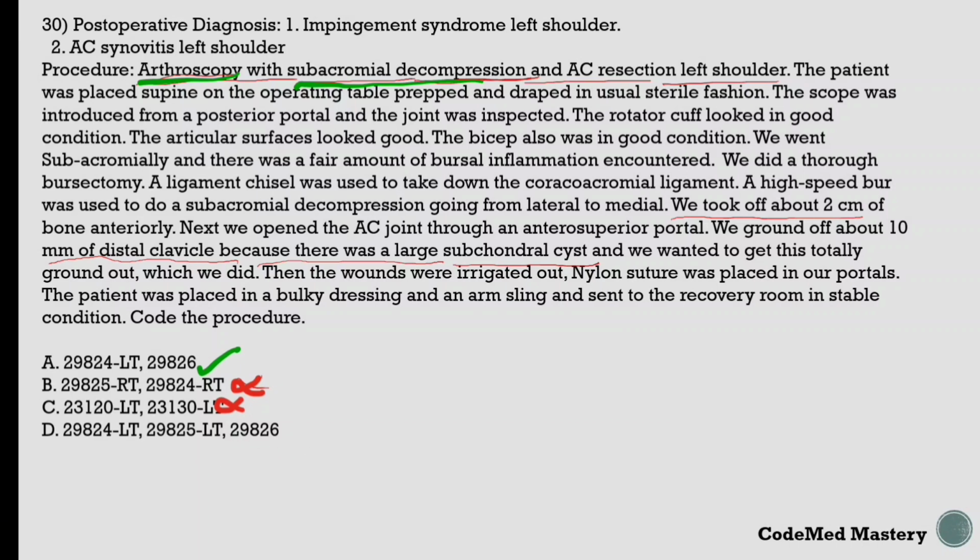We'll eliminate option D because they have mentioned 29825, which is for lysis and dissection of adhesions. We already discussed this while checking option B, that in our case they have not done lysis and dissection of adhesions anywhere. So by this we'll eliminate option D. We are left with option A, which is our right answer. Let us move on to the next case study question.